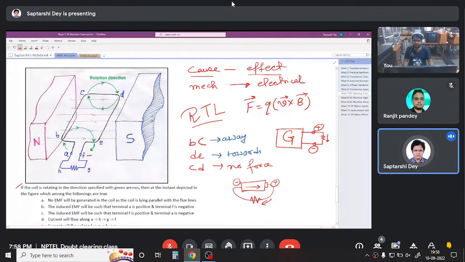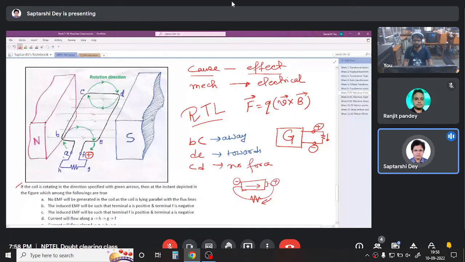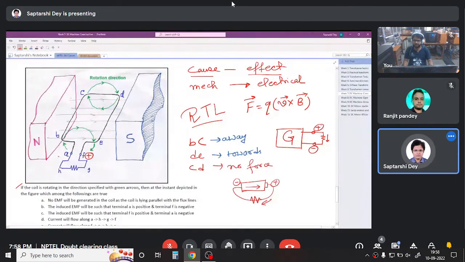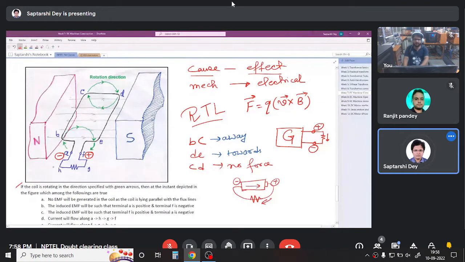Now we have seen, as a gist, this is the positive terminal. This is a negative terminal. And the resistance is a load. The resistance is a load that can be anything, that can be a bulb.